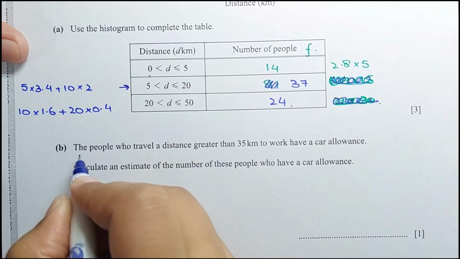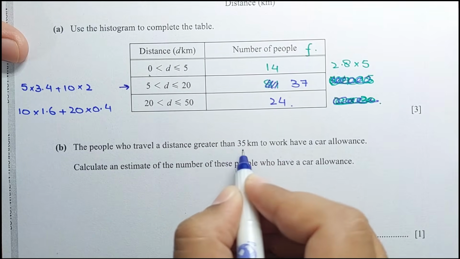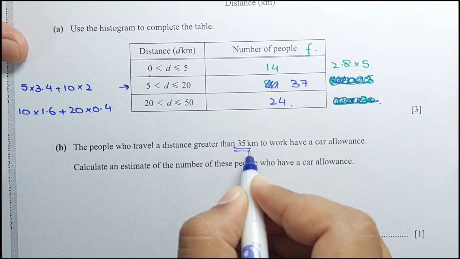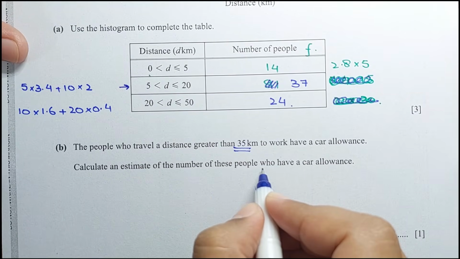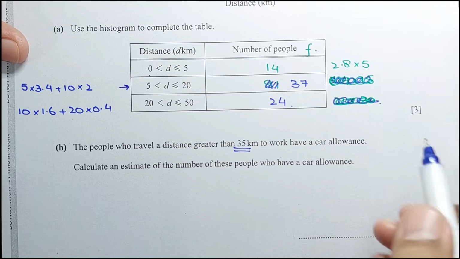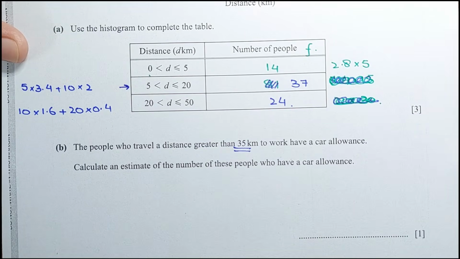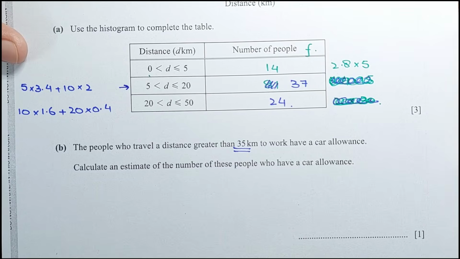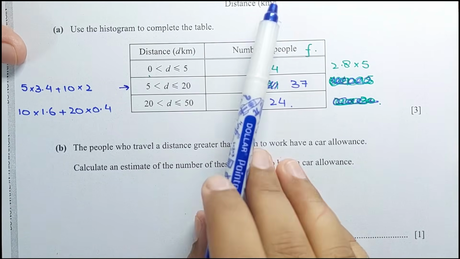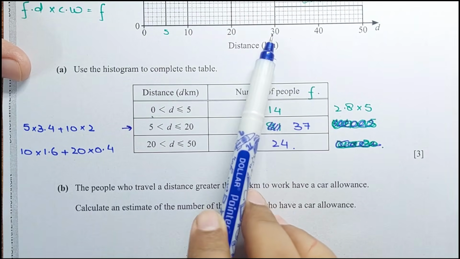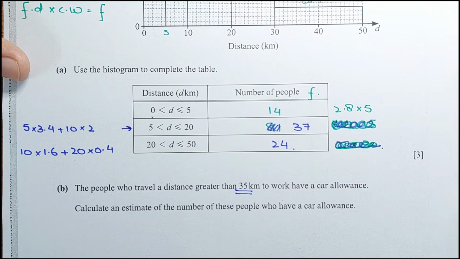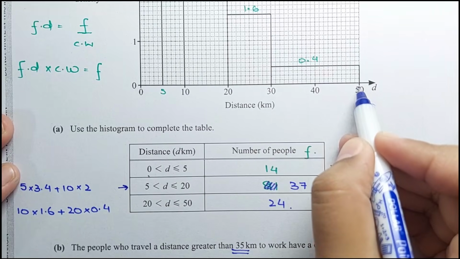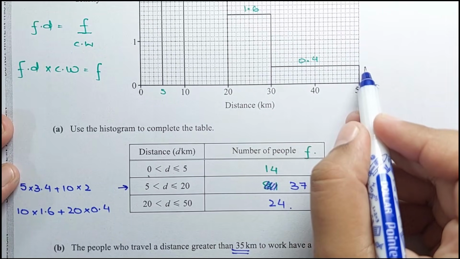Okay, now for part B. The people who travel a distance greater than 35 kilometer to work have a car allowance. Calculate an estimate of the number of people who have a car allowance. Car allowance are the people who travel more than 35 kilometer. Between 30 to 50, the frequency density is 0.4.